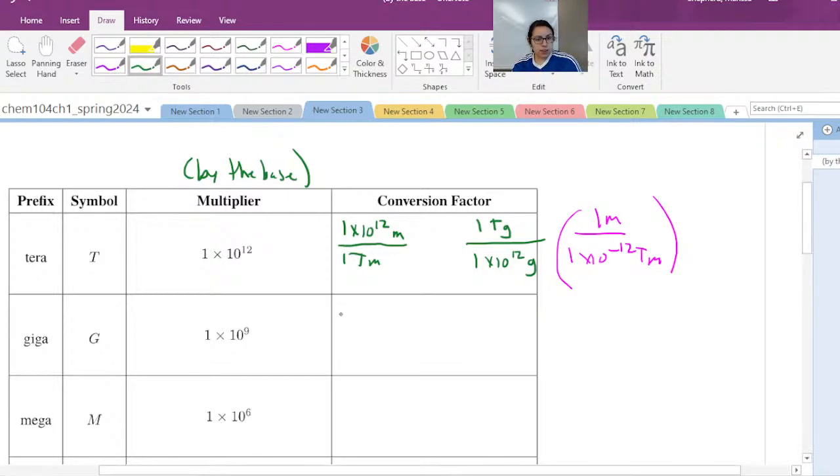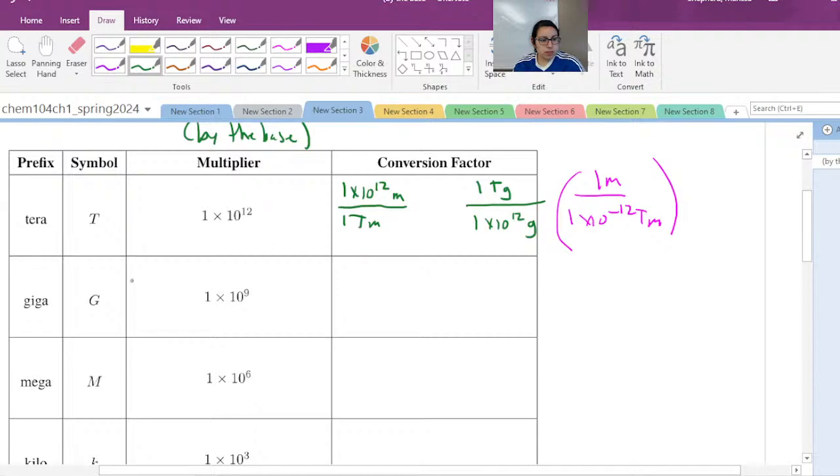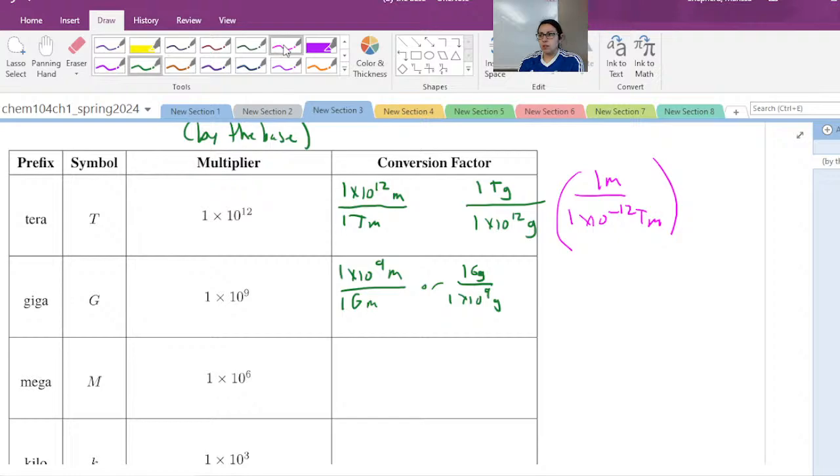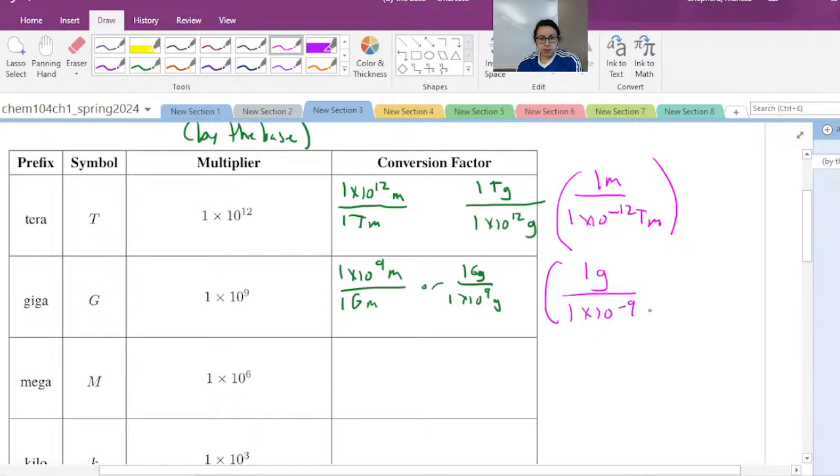And so let's fill in the rest. These are easier to see in probably the positive ones. So 1 times 10 to the 9th meters, or grams, is equal to 1 gigameter. Or, again, 1 gigagram is 1 times 10 to the 9th grams. Do the negative exponents just confuse you here or help you? Do you want me to write just one example? So 1 gram would then be 1 times 10 to the negative 9 gigagrams. Does that make sense?